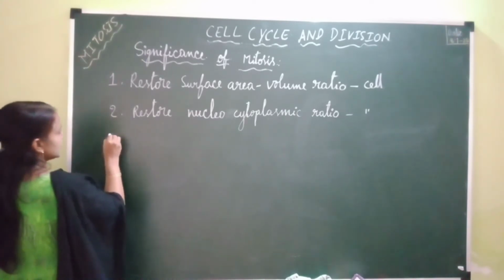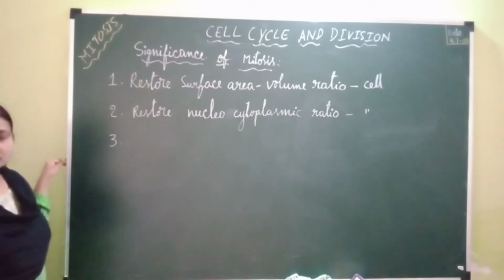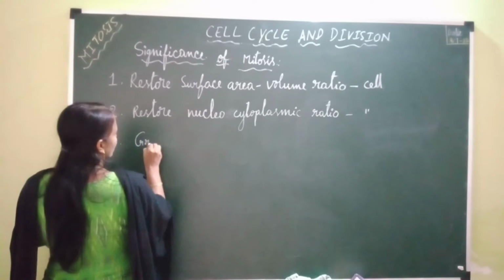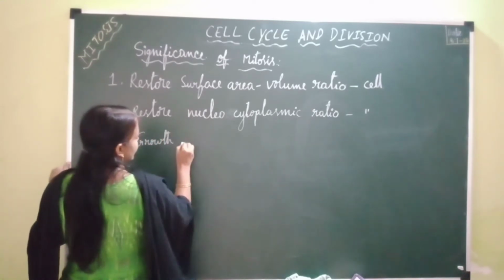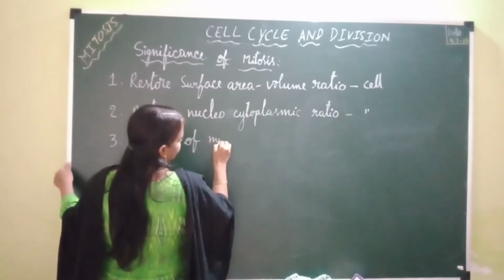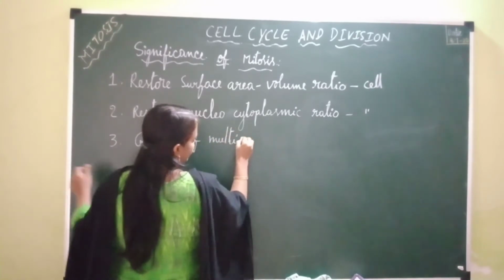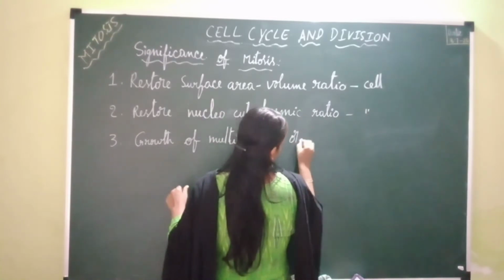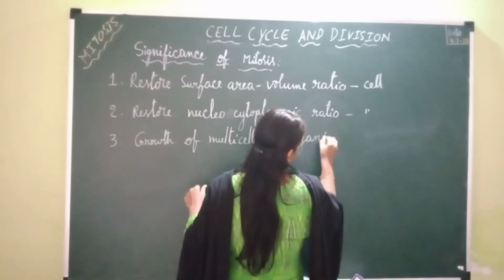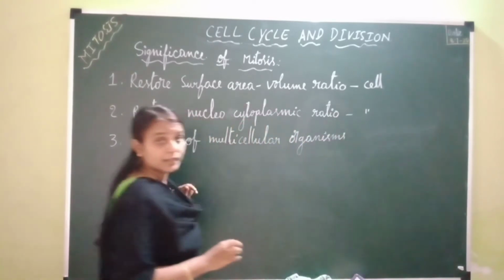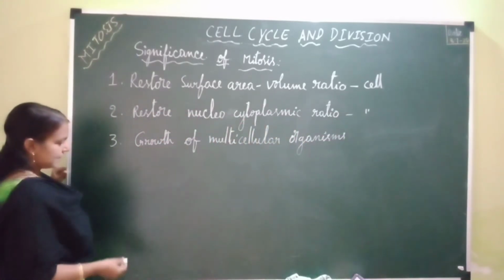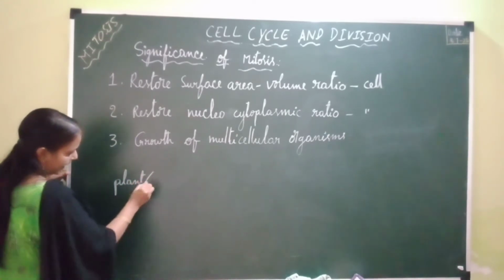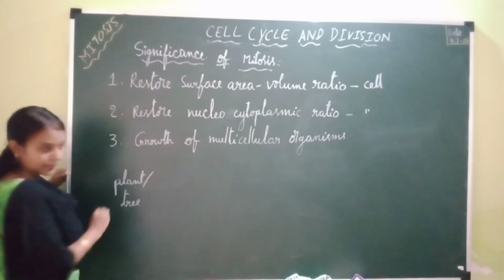The next significance is that mitosis helps in the growth of multicellular organisms. It is involved in the growth of multicellular organisms, or large complex organisms. Here I'll give one example to explain this point. Let's say this is a plant or a tree, which is a multicellular organism.